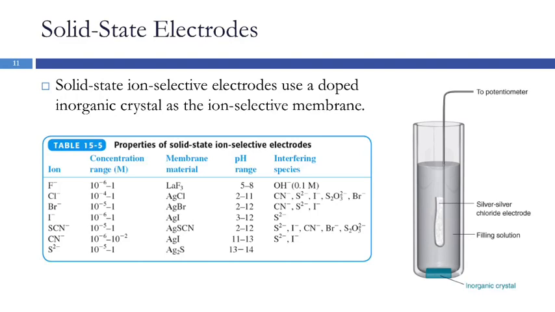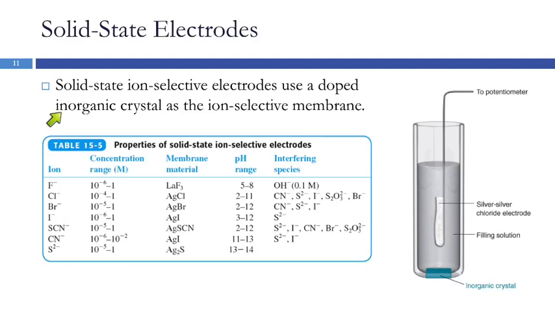So we talked about the glass pH electrode. That was a combination electrode. There are also glass electrodes for pH that are not combination, and then you have to have a separate reference electrode. There are other types of ion-selective electrodes. pH sensors are the most common, but you can also find electrodes for many different ions.